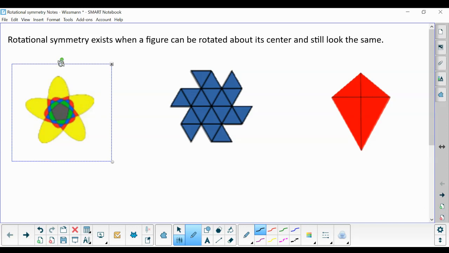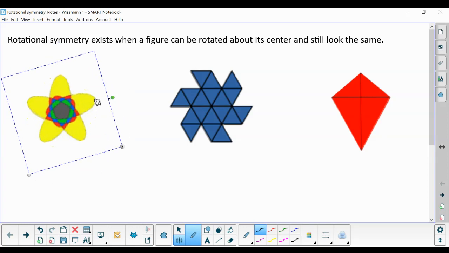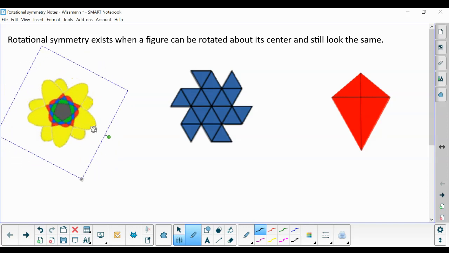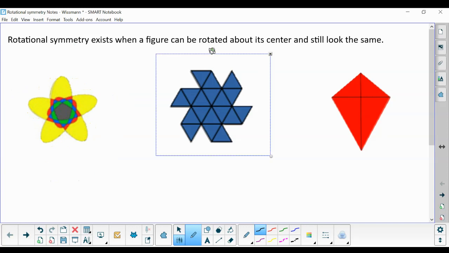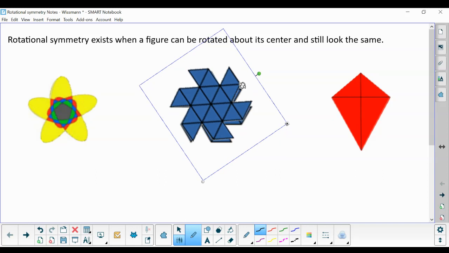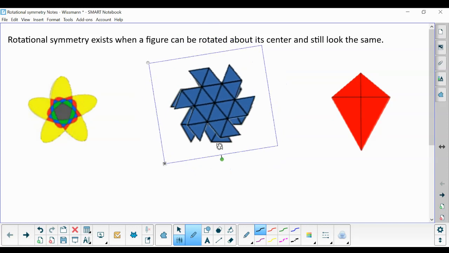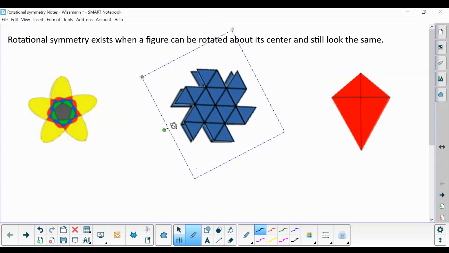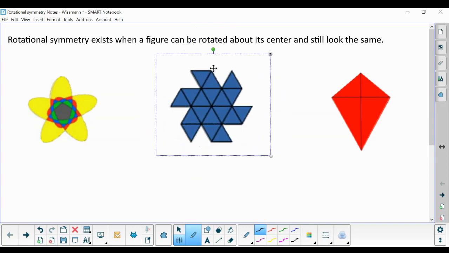So looking at this flower right here, rotational symmetry means I can take it and rotate it, and eventually it's going to line up and look exactly the same, like I hadn't moved it. Same thing with this one. I can rotate it and it will line back up again. So this one has rotational symmetry. I know it's kind of off there a little bit, but it's got rotational symmetry, okay?